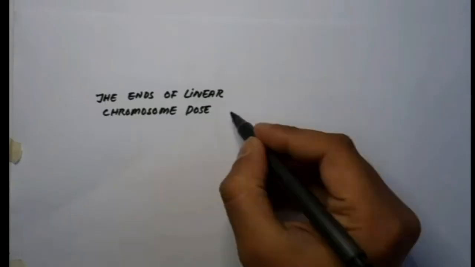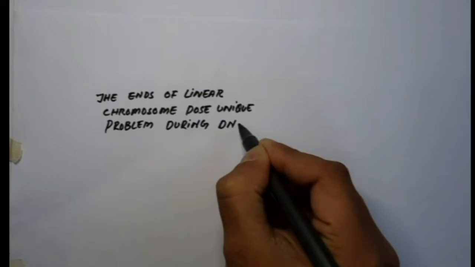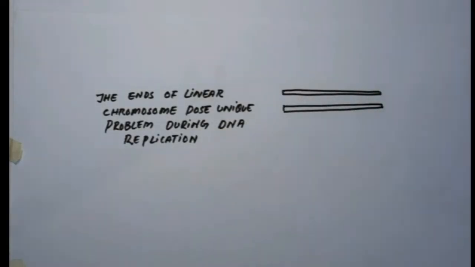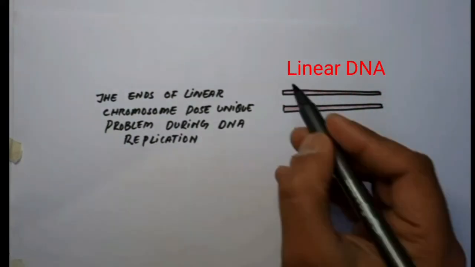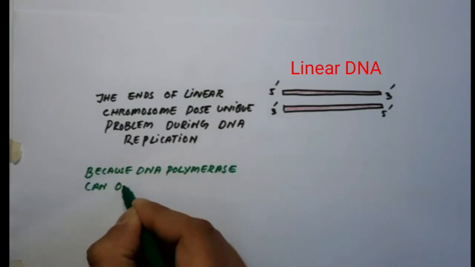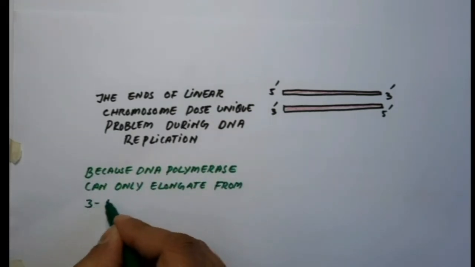The ends of linear chromosomes pose a unique problem. During DNA replication, DNA at every end of the chromosome cannot be fully copied in each round of replication, resulting in gradual shortening of chromosomes, because DNA polymerase can only elongate from a 3' hydroxyl group.